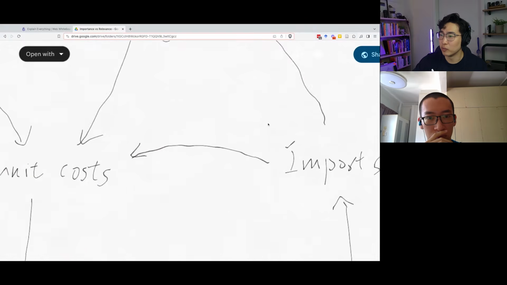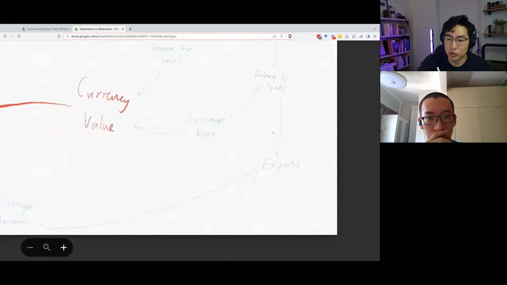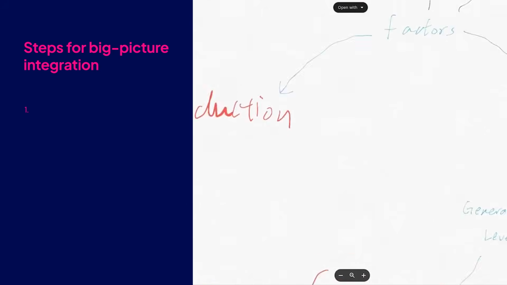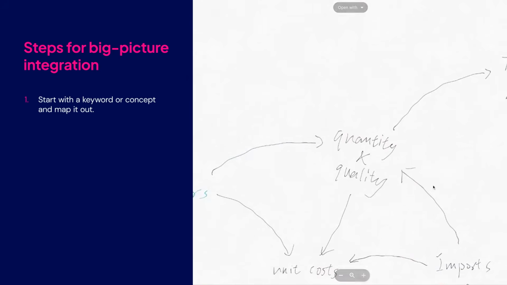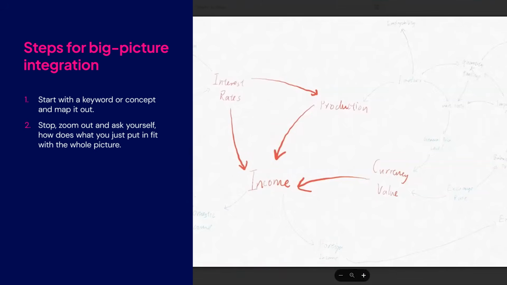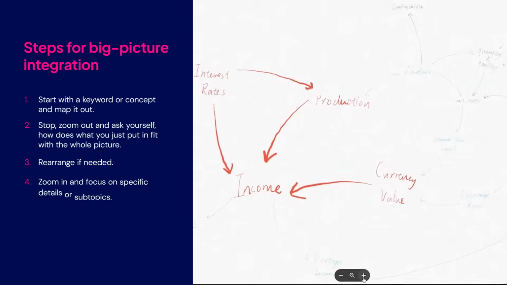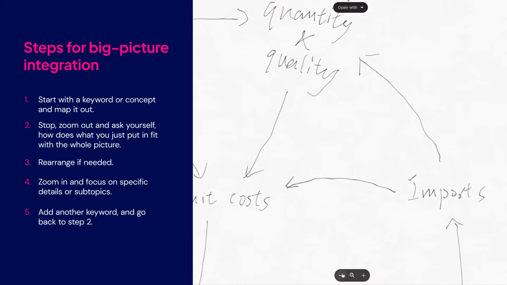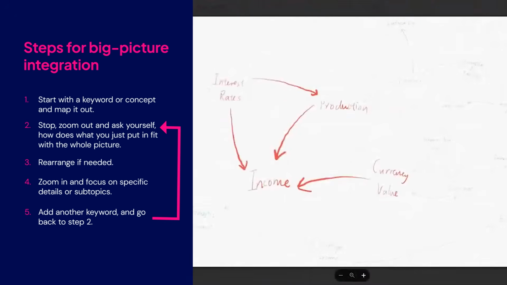When you're looking at things at a really, really zoomed in level, it's hard to see the big picture. So when you are zoomed in, you put something down, okay, you've mapped out this thing, you've mapped out this thing. Once you've mapped it out, stop, zoom out, look at the whole picture. How does what you just put in fit with the whole picture? Rearrange things if you need to. Okay, now you can zoom back in, figure out some more of the relationships. Okay, now zoom out. So you have to be constantly zooming in and out to see how what you're creating fits with the big picture, right?